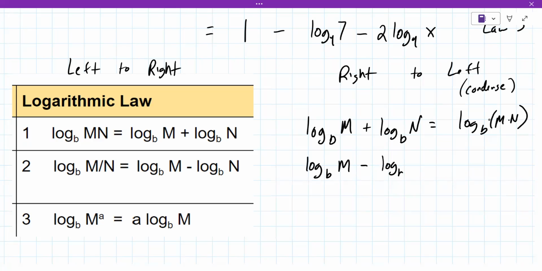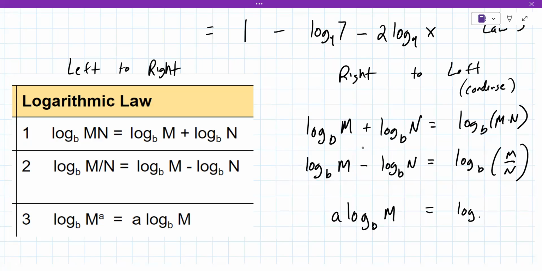And then you can do the same thing for this second law. You can go backwards by taking the difference. This difference becomes a quotient. In math, you always have going forwards, going backwards, and this is the case here. If you have a third one here, if you have a number out in front, that number out in front becomes the exponent.